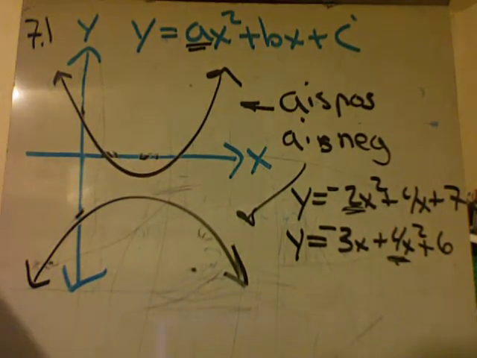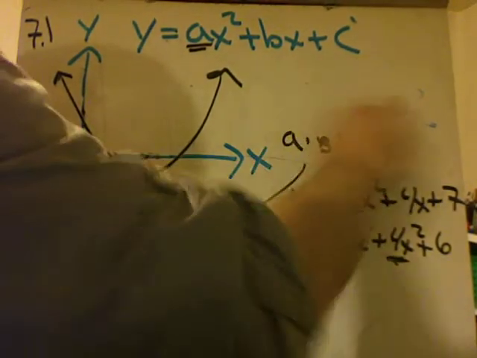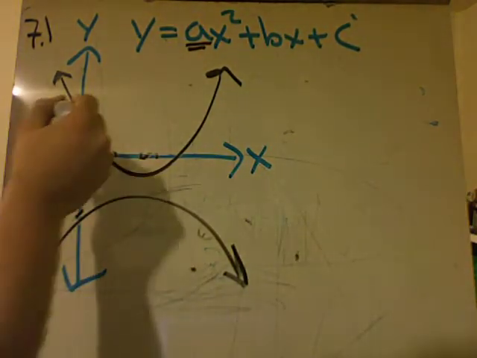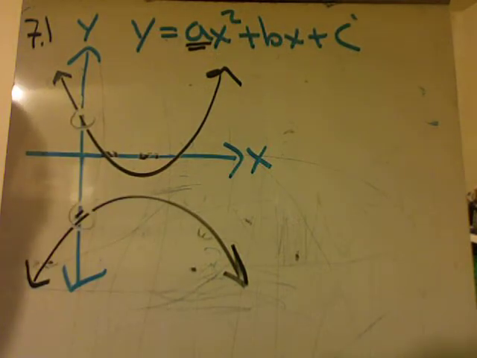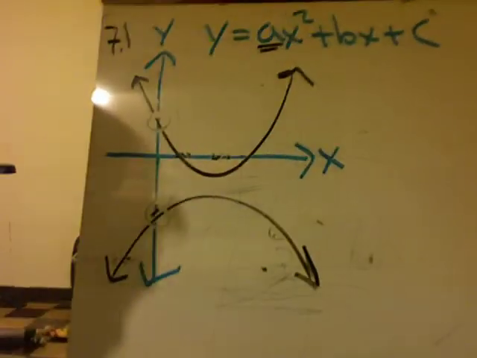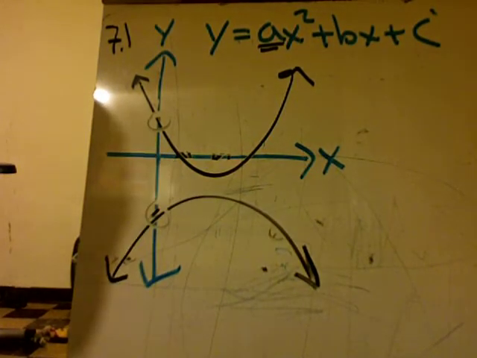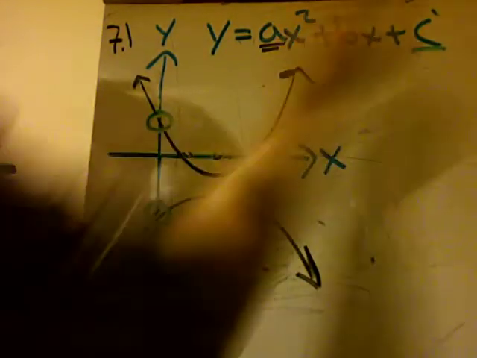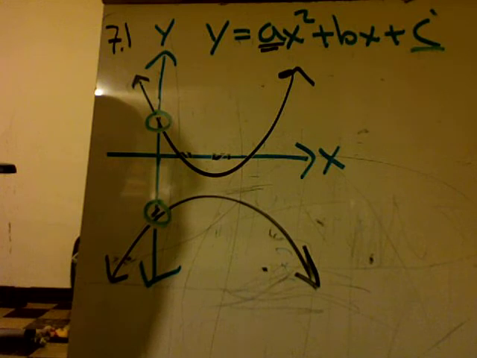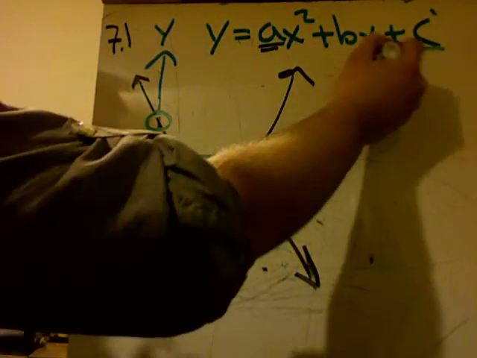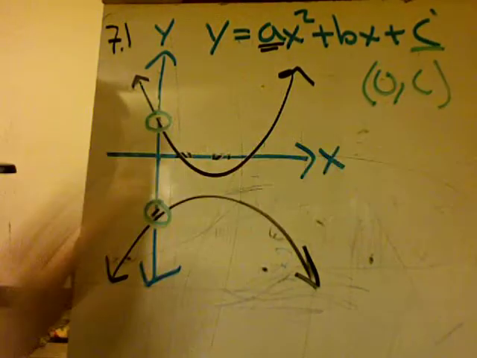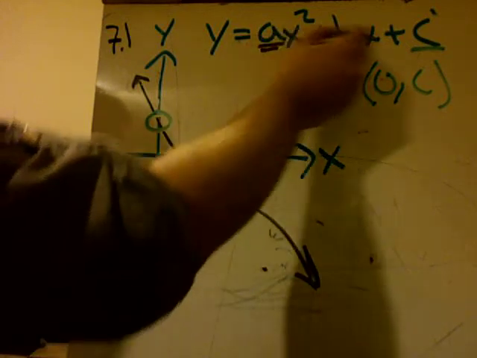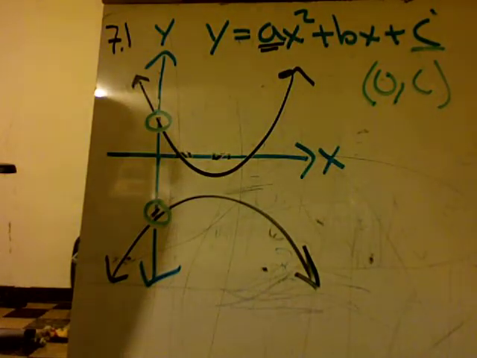Alright, now there's some interesting things with a parabola. Okay? One is the y-intercept. Okay? And just like when we're dealing with a straight line, the y-intercept occurs at that value right there. That c, that's the y-intercept. Right? So the y-intercept would be 0, comma, c. Okay? Because when x is 0, we're on the y-axis. When x is 0, what term are we left with? We're left only with the c.